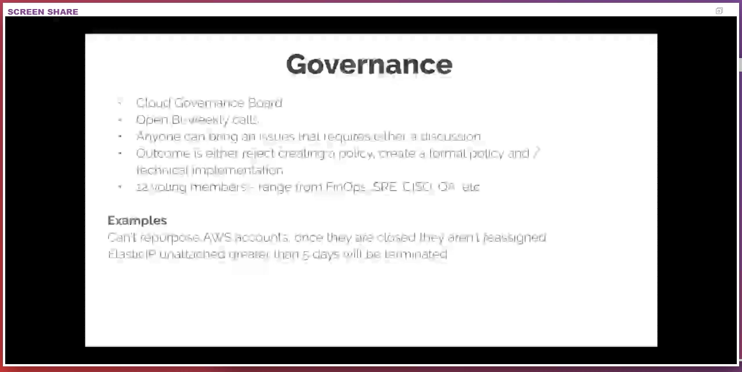Another one is a little bit more technical. So we felt that Elastic IPs that were unattached greater than X days should be terminated. This was interesting. We got together, the SRE teams. We actually went and said 14 days. The SRE teams were like, no, it should be 5 days. And so we were able to get this implemented as a policy with actually a shorter duration. And then go ahead and now build out the technical implementation, which means we're putting out a Cloud Custodian policy to do this. So I feel like as you mature as an organization, having this type of governance that's very inclusive is really important.